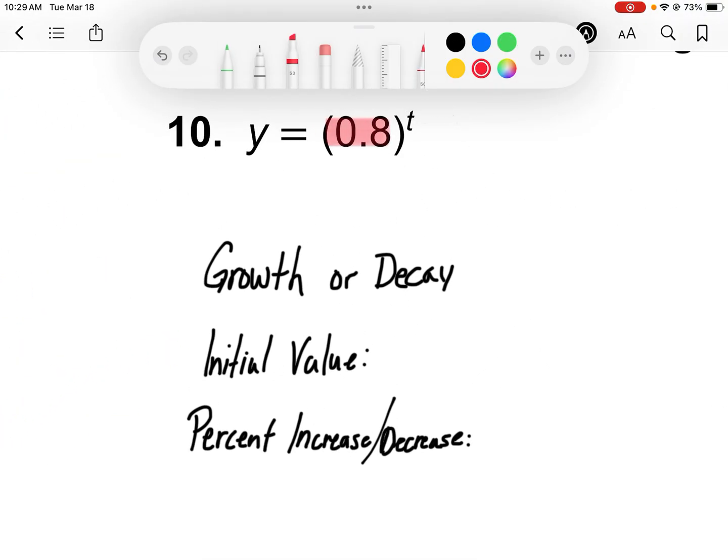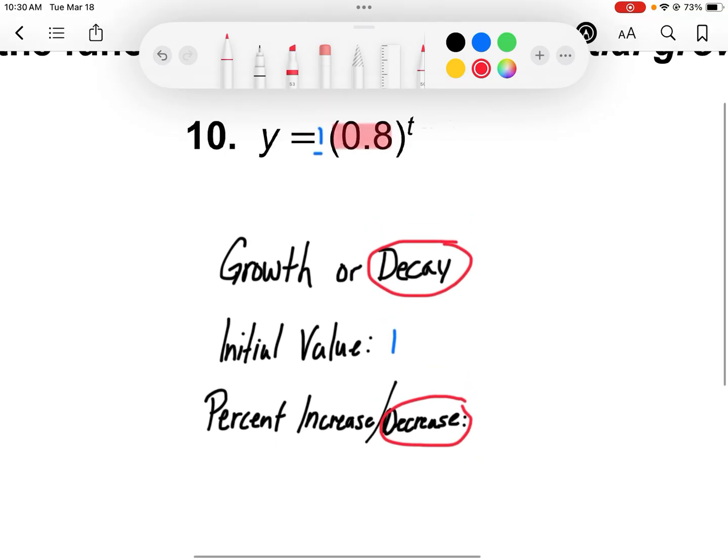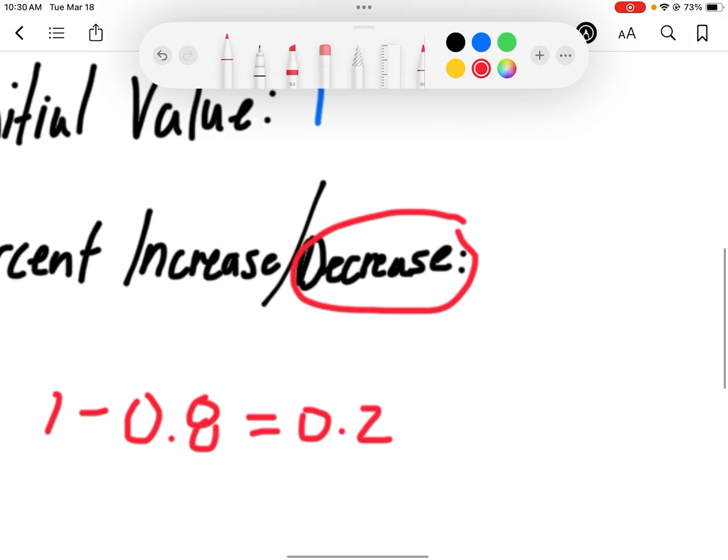Growth or decay, here's where I look. Smaller than 1, that's decay. Initial value is 1 implied. Because this is decay, it will be percent decrease. How far off of 1 is this? And now I move my decimal 2 spots, fill in a 0. I'm decreasing by 20%.